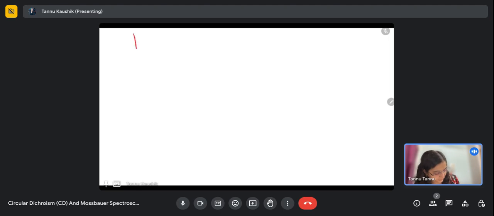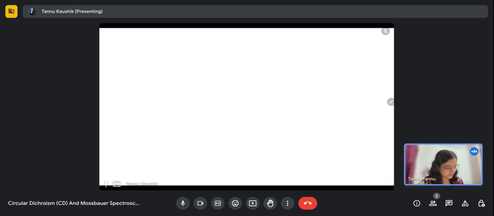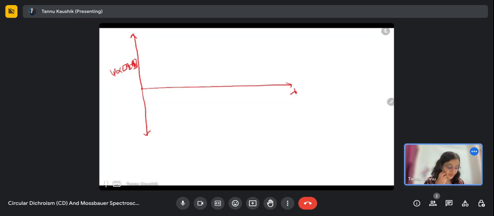If we record a CD spectra, that is, change in absorption with respect to increase in wavelength, that is a difference in absorption by left hand and right hand circularly polarized light with respect to wavelength, is what we call CD spectra.